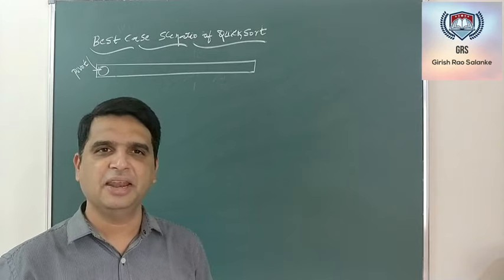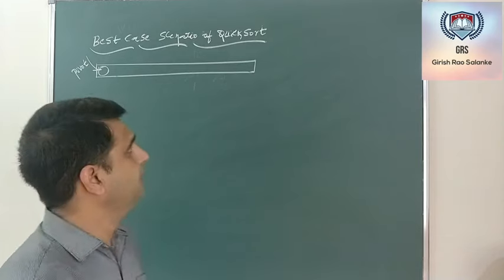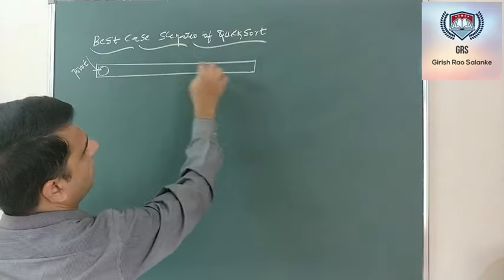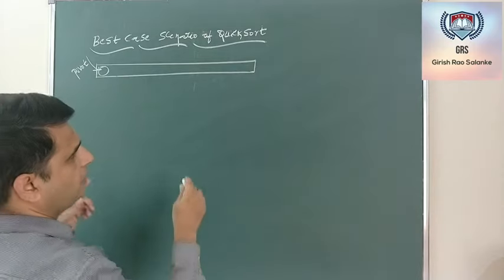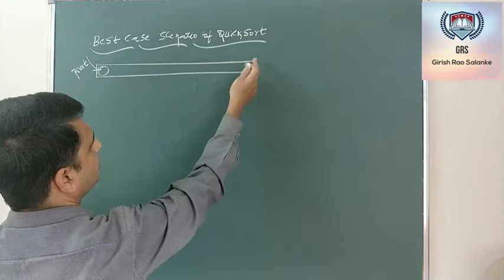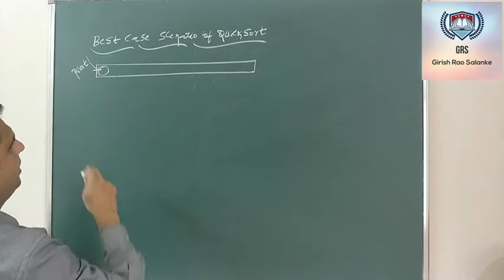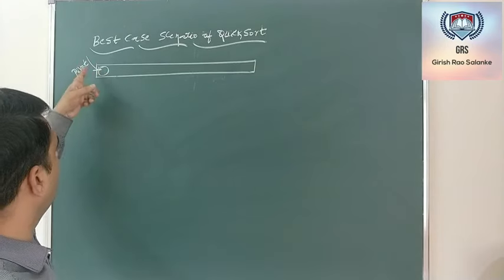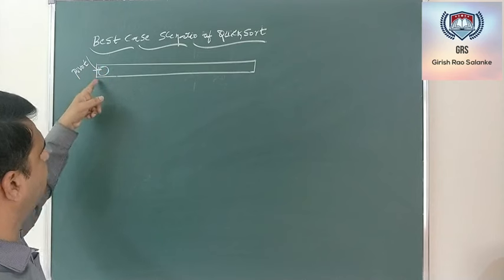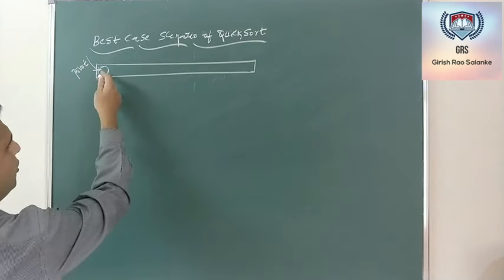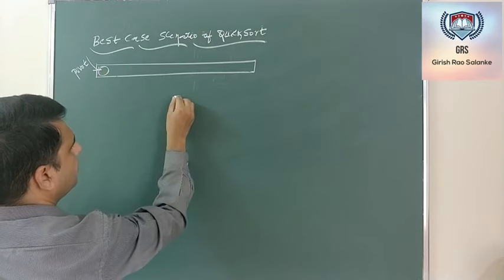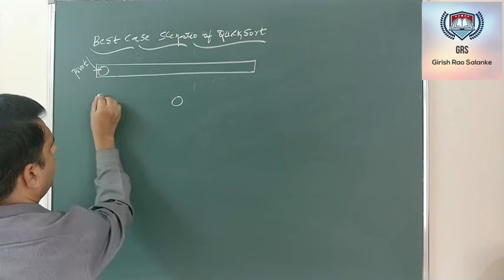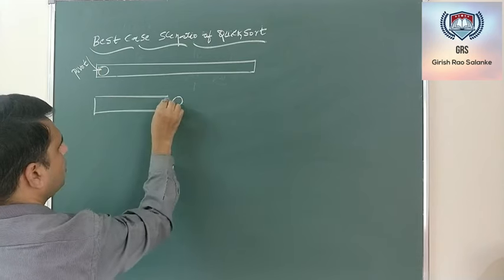Coming to the best case scenario of quicksort, let me assume that there are some n elements in my array. Don't worry about what exactly those elements are. We need to do a partition on this array by taking the first element as a pivot. If the position of this pivot element is exactly in the middle of the array, it divides the array into two equal parts.